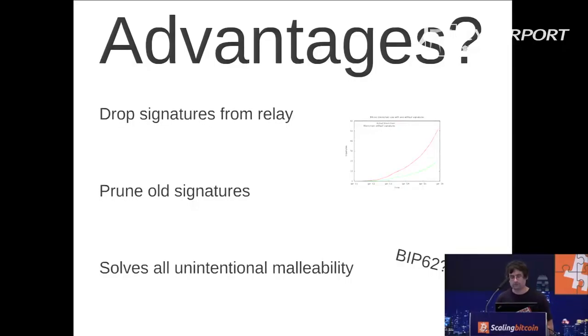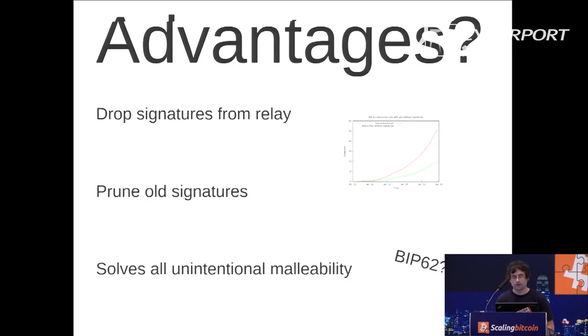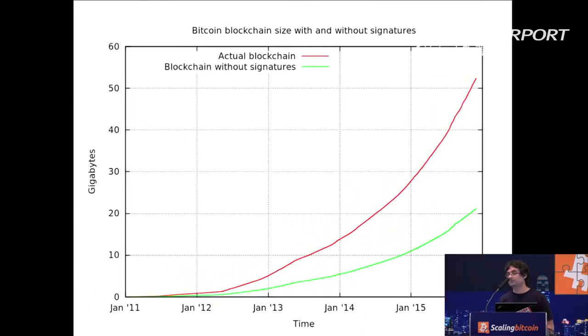So what are the advantages of this? As I said, it allows you to drop the signatures from relay whenever you're relaying to a node that's not actually doing the full validation at this point in time. And it also allows us to effectively prune this data from history. Maybe we're fine with not all nodes in the network actually maintaining these gigabytes of signatures that are buried under years of proof of work anymore. And to show you how much data this actually is, this is what the Bitcoin blockchain looks like today, the red line. The green line is what it would look like without the signatures. So it's a pretty significant change.